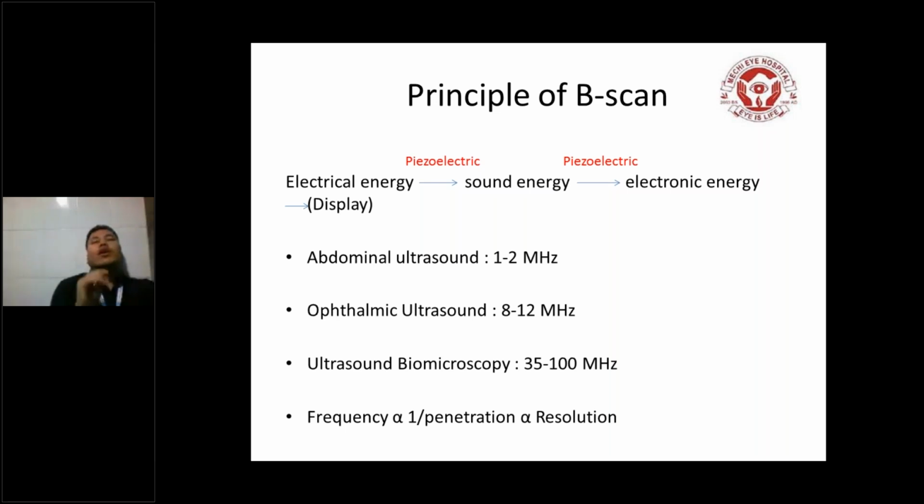This means that if we have to see the anterior structure, then we have to take high frequency for the resolution. Suppose we have to do UBM for the anterior segment, such as the iris. Then we have to increase the frequency so that we can get better resolution.